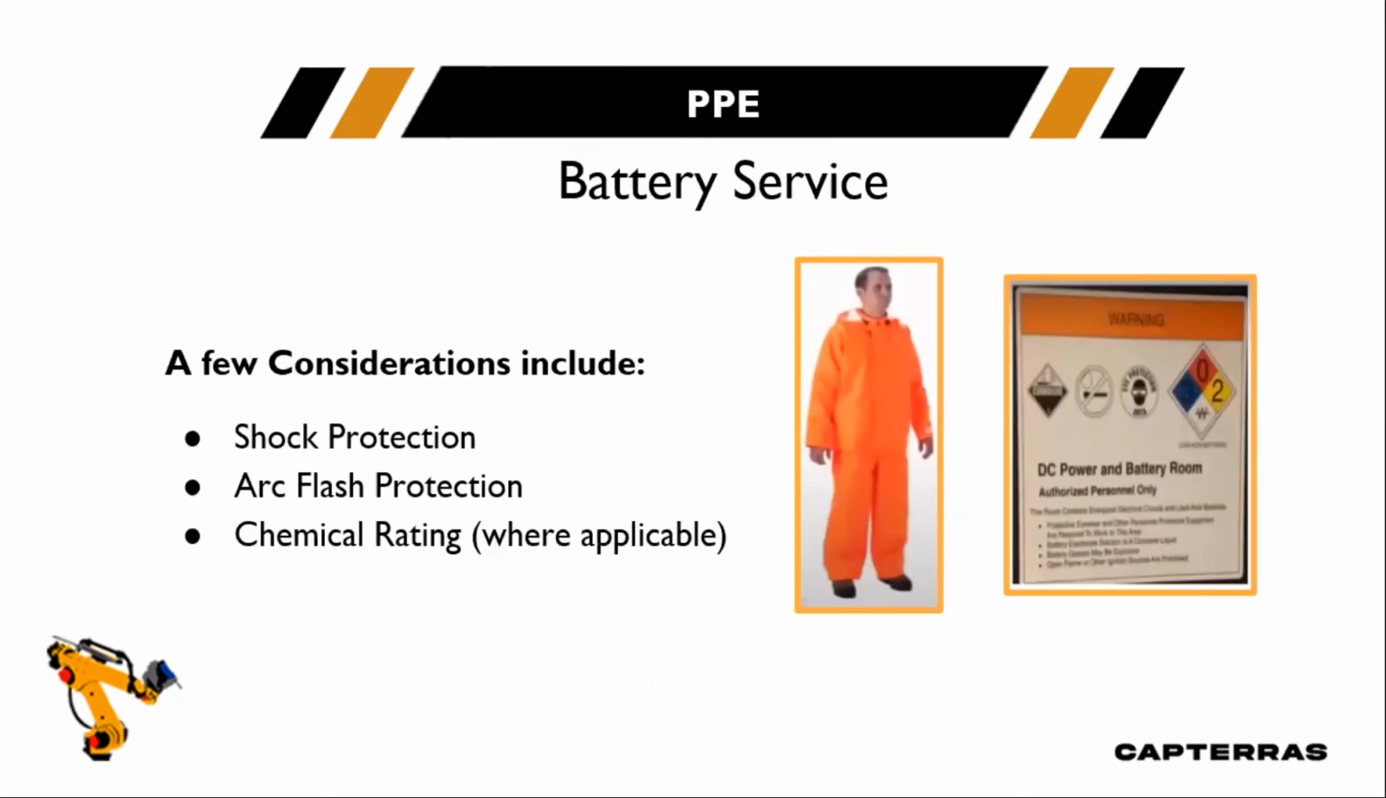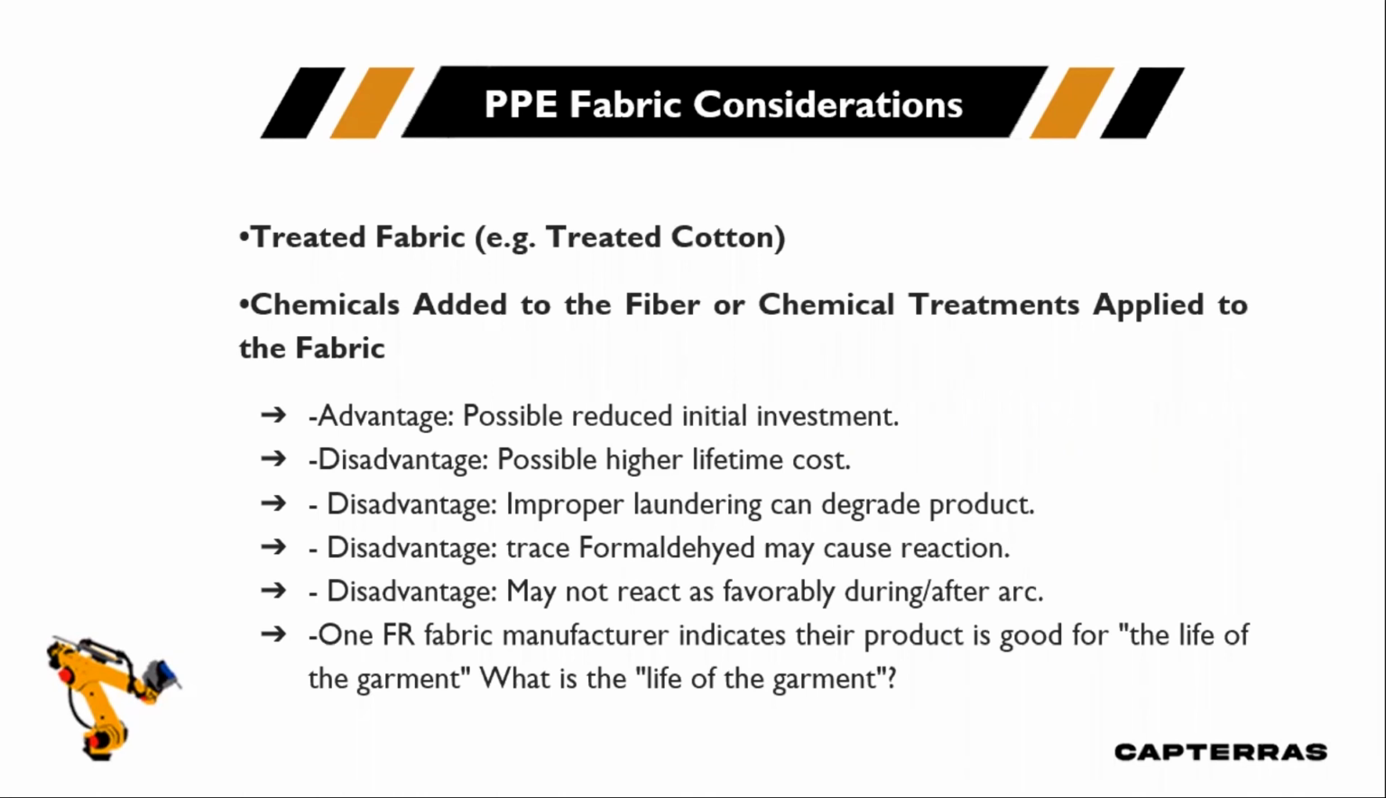For PPE for battery service, a few considerations include shock protection, arc flash protection, and finally, chemical rating where applicable. On PPE fabric consideration, treated fabric, as an example, treated cotton: chemicals added to the fiber or chemical treatments applied to the fabric.